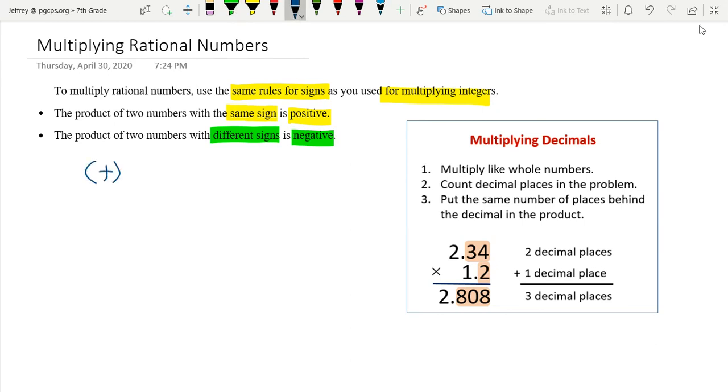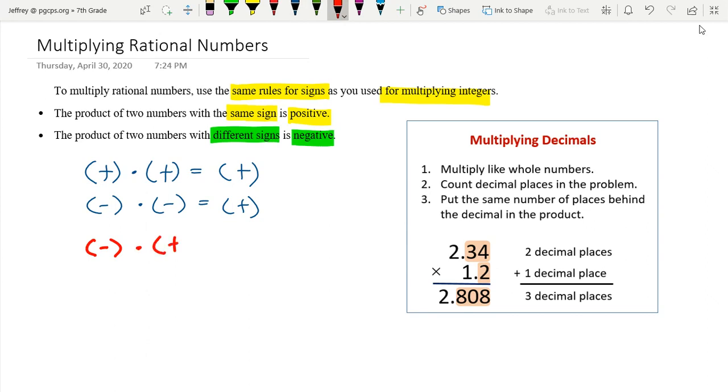So a positive times a positive will get you a positive. A negative times a negative will get you a positive. And a negative times a positive will get you a negative. And of course, when you multiply a positive and a negative, that will give you an answer of a negative. So remember, same sign, it's a positive, different signs is a negative.